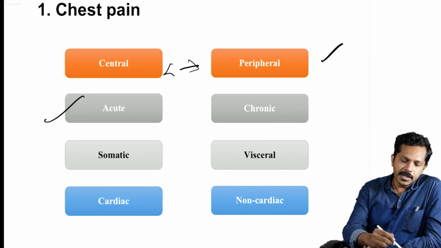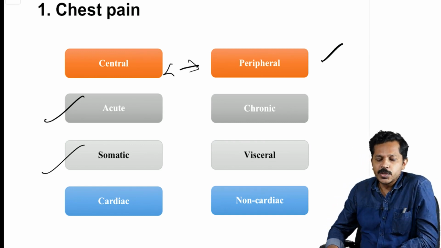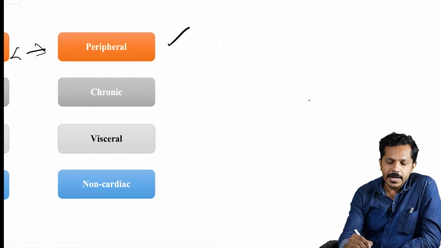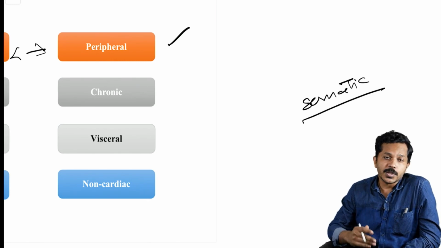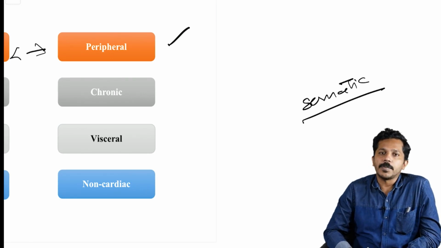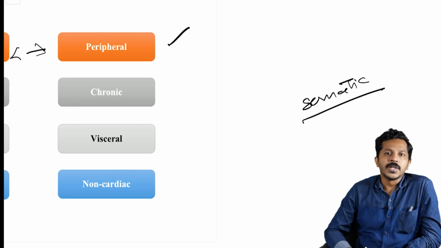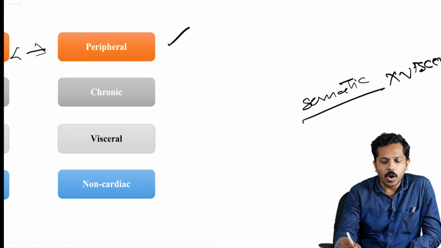The third method is a physiological differentiation, that is regarding somatic and visceral. As you know, somatic means it is a superficial pain, isn't it? Somatic pain is a superficial pain. So the pain is usually arising more superficially, and the patient will have local tenderness, and the patient may point towards the site of the pain, while visceral pain, in contrast, is usually non-localizable.